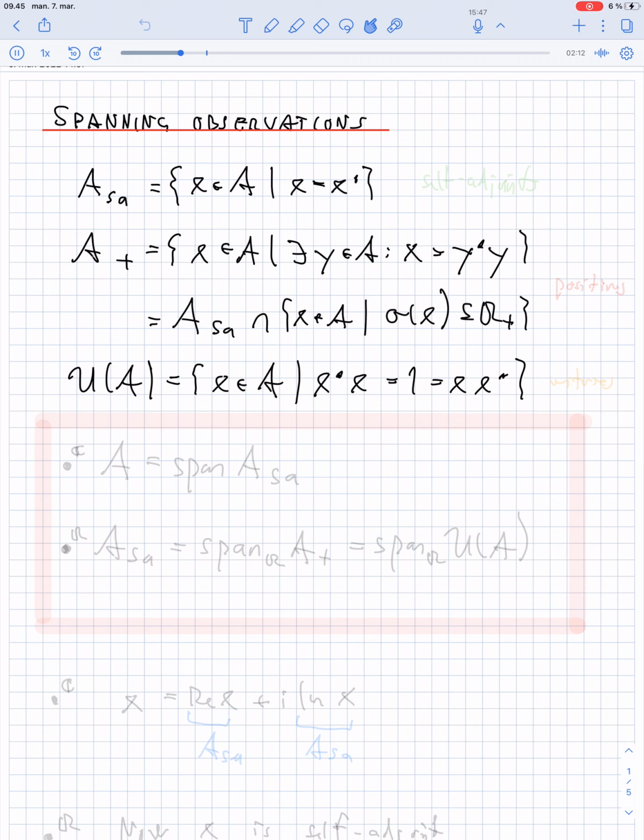Right? So we've had various colors for these. I'm not sure I remember, but this is self-adjoint, and so positives and unitaries. Okay, and the observations I want to make is that first observation, A is the span of A_sa, and also A_sa is the real span of A plus and the real span of U_A.